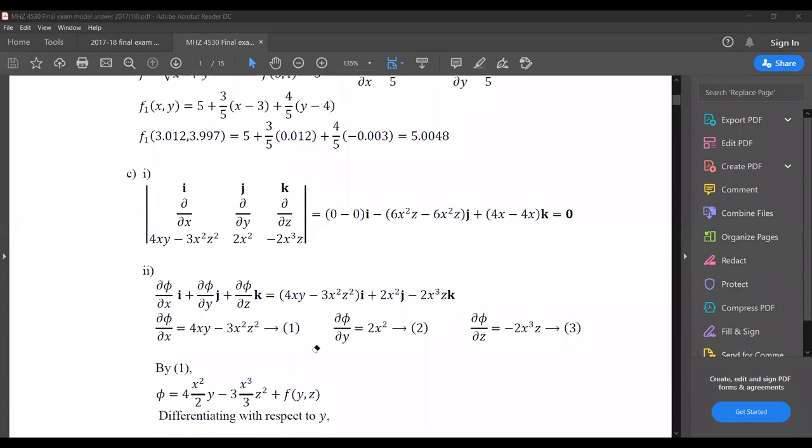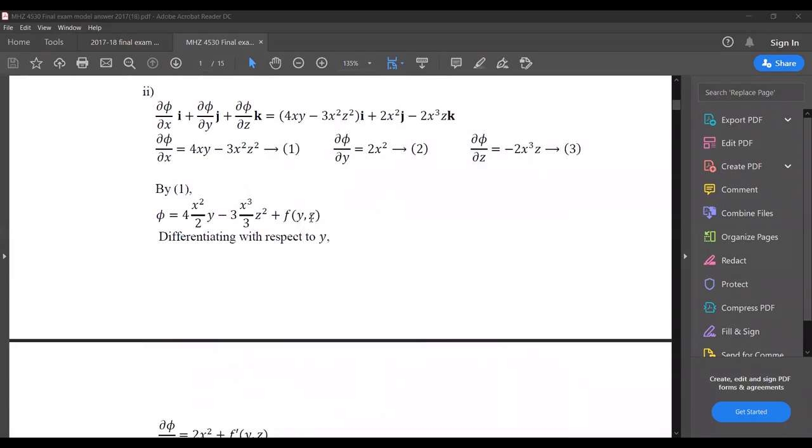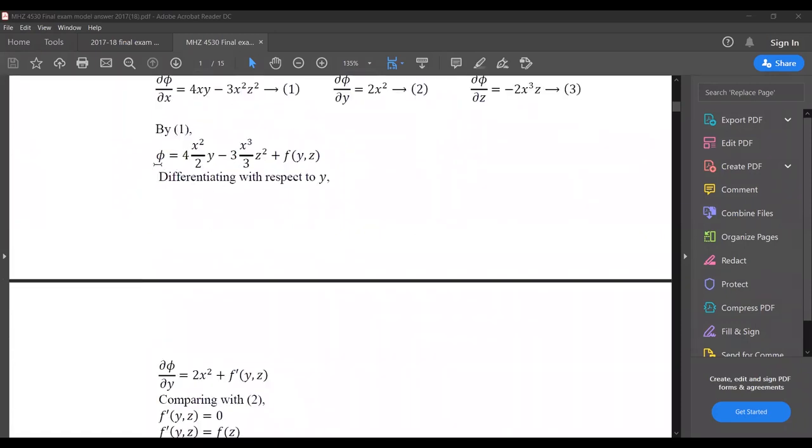So I'm going to differentiate this with respect to y. We know phi is equal to 2x squared y minus x cube into z squared plus f of y comma z. If you differentiate, we will get 2x squared, since y gets differentiated and the other things remain. Then x cube into z squared, when differentiated with respect to y, is zero because those are considered constants. And plus, f of y comma z has y within it. We don't know what the other terms are. It may be y squared, y cube, y to the power of 10, y to the power of 100, whatever it is. Sometimes it might be zero also. Since we don't know the value, we just write it as f dash y comma z.